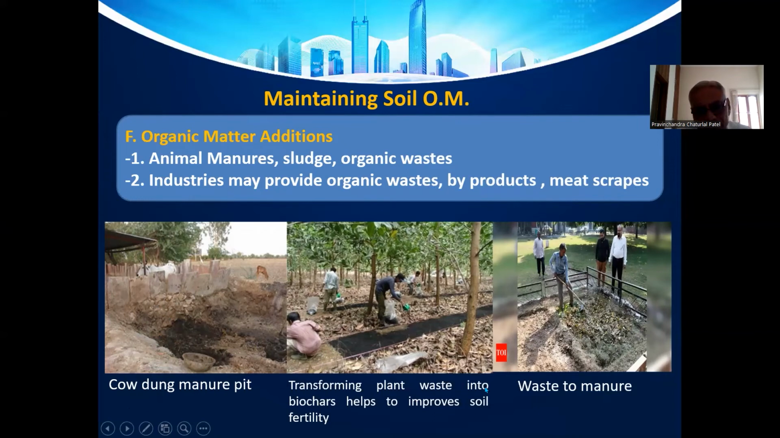Then transforming plant waste into biochar helps to improve soil fertility. I told that biochar is very useful for improving soil fertility and it works as a soil conditioner. Then waste to manure.